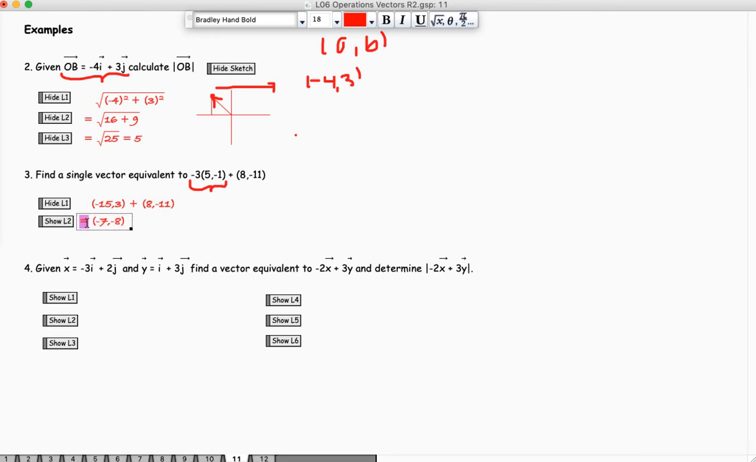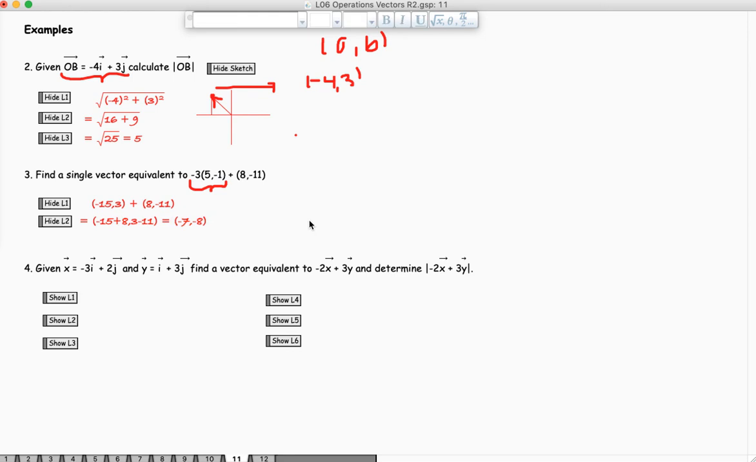And maybe in front of that, I'm going to show you how I got that. It was negative 15 plus 8 comma 3 minus 11. And that's going to give us negative 7 comma negative 8.